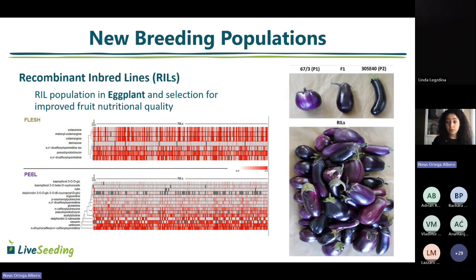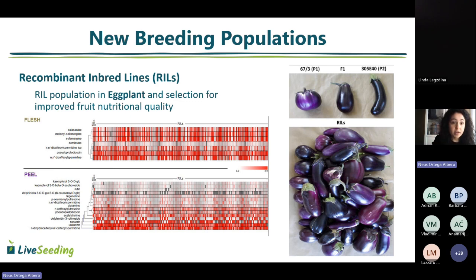So RILs have been developed in a lot of crops. For example, recombinant inbred lines for eggplant have been developed, and you can see in the image that from two parental lines, the F1 was an admixture phenotypically of both parentals, but in the real population, you see each eggplant is coming from a different plant, from a different line, a different recombinant line, and you can see the very high diversity we have reached from two parentals. So the combinations of the genomes of these parentals is very high, and that helps us a lot.